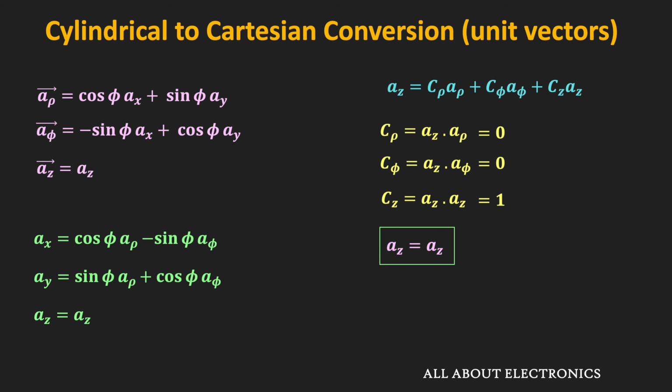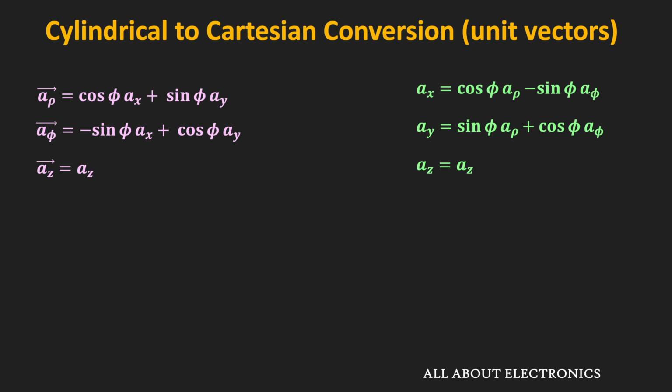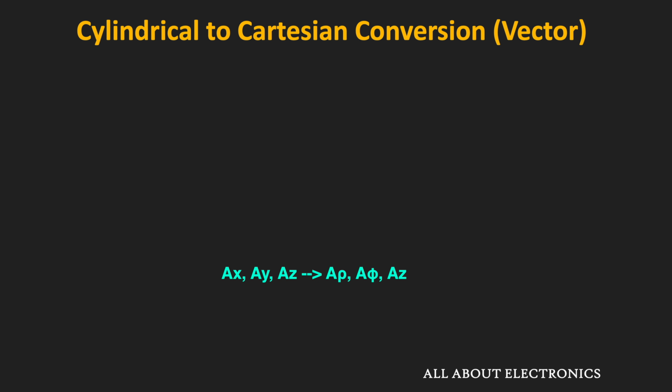And earlier, we already found the cylindrical unit vectors in terms of the Cartesian unit vectors. So now, with the help of it, we can find the transformation between the components ax, ay and az and a rho, a phi and az. So here, what we will do? First, we will find the relationship between the components ax, ay and az in terms of a rho, a phi and az. So basically, here we will find the vector in the Cartesian coordinate from the cylindrical coordinates.